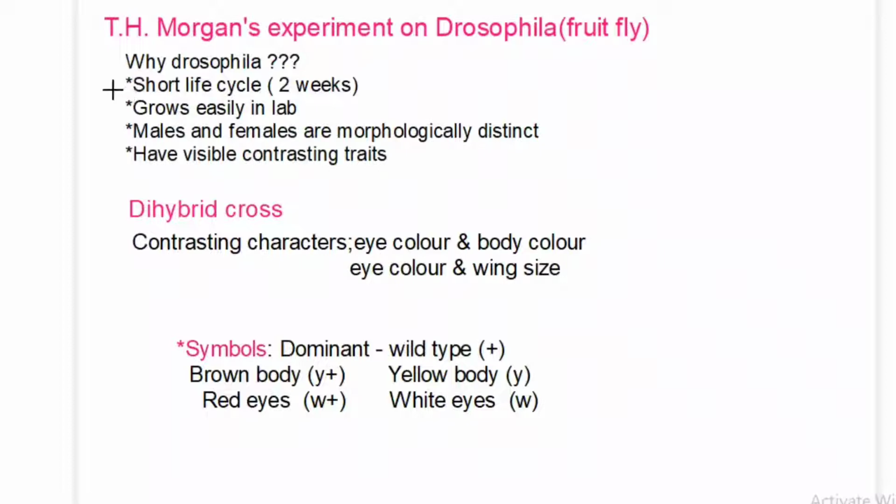It is because of the short life cycle. Only 2 weeks long is the life cycle of Drosophila. The generation time is 2 weeks. Then it grows easily in the lab.